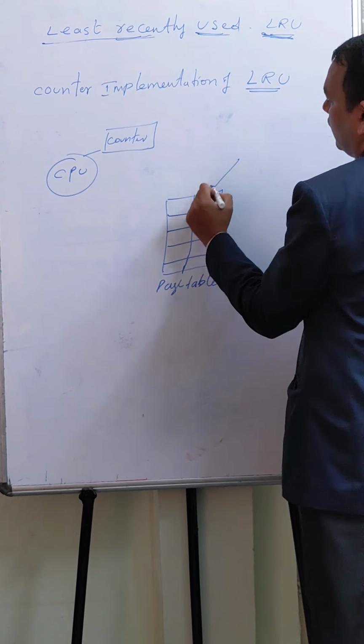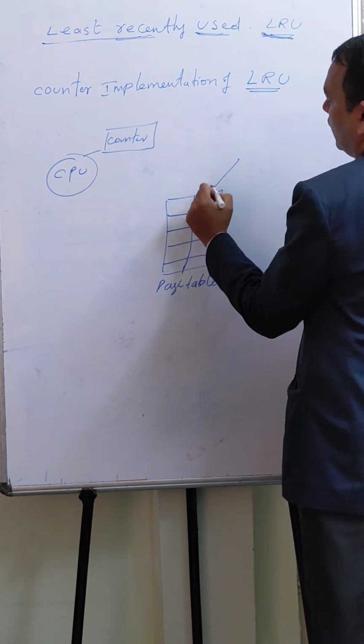Suppose 1, 2, 3, 4, 5 are the first frame, second frame, third frame, fourth frame, fifth frame in the main memory. Which page is stored in a particular frame? Which page is loaded in the particular frame? Frame number 1 is loaded with a page number, frame number 2 is loaded with one more page, frame number 3 is loaded with one more page, like this. Each page has a time of use. So the counter value is stored here.